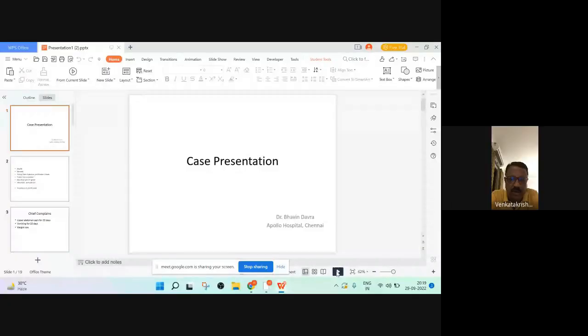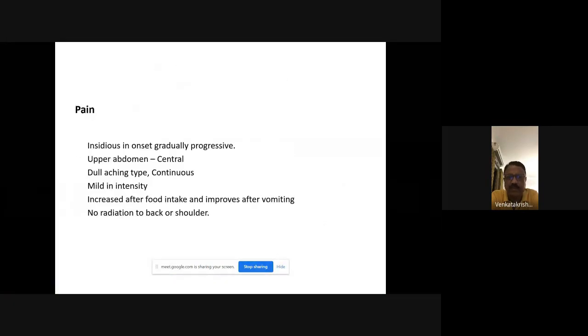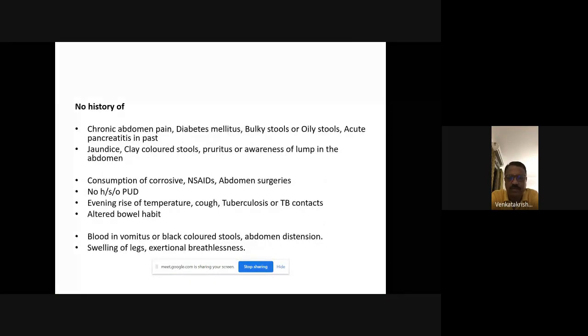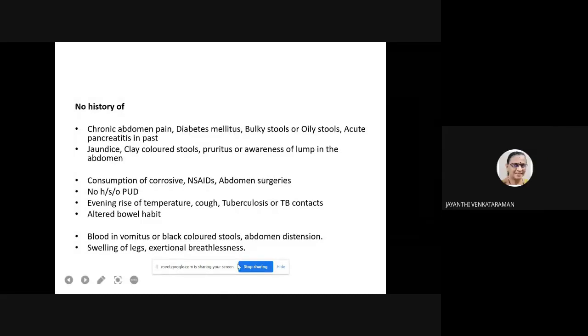Has he had hematemesis? Has he had melena? How are his bowel movements? All those things have to be completed before you go into the negative history. Negative history: did he notice any high colored urine? Did he have any cholestatic symptoms? All those things have to be completed before you say this. Relevant to the patient. Not to say that he has acute pancreatitis in the past, jaundice, pale stool, pruritus.